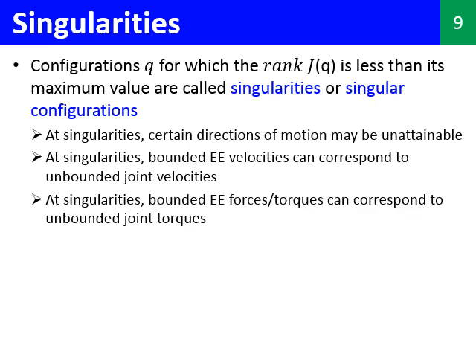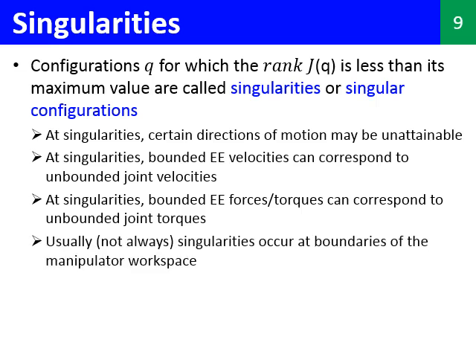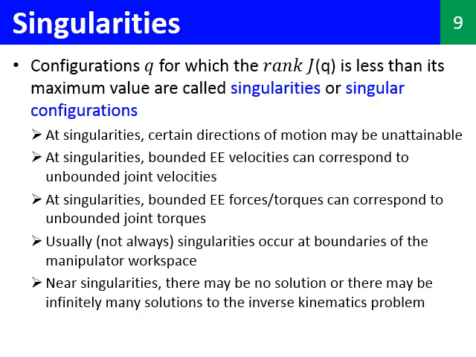Furthermore, at singularities, a certain bounded force and torque that we need to exert from the end effector will correspond to very large joint torques. Alright? And usually singularities occur at the boundaries of the manipulator workspace, but not always. And near the singularities, there may be infinitely many solutions or no solution at all to the inverse kinematics problem.